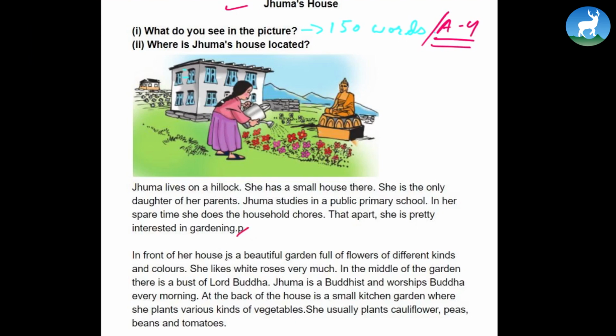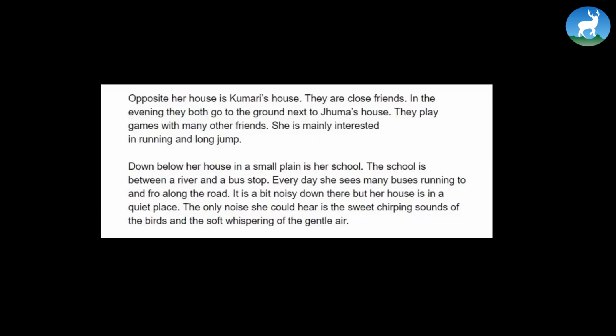In front of her house is a beautiful garden full of flowers of different kinds and colors. She likes white roses very much. In the middle of the garden, there's a bust of Lord Buddha. Juma is a Buddhist and worships Buddha every morning. At the back of the house is a small kitchen garden where she plants various kinds of vegetables. She usually plants cauliflower, peas, beans, and tomatoes. So it's all about the lifestyle, or how Juma lives on a hillock, alright? Opposite her house is Kumari's house.